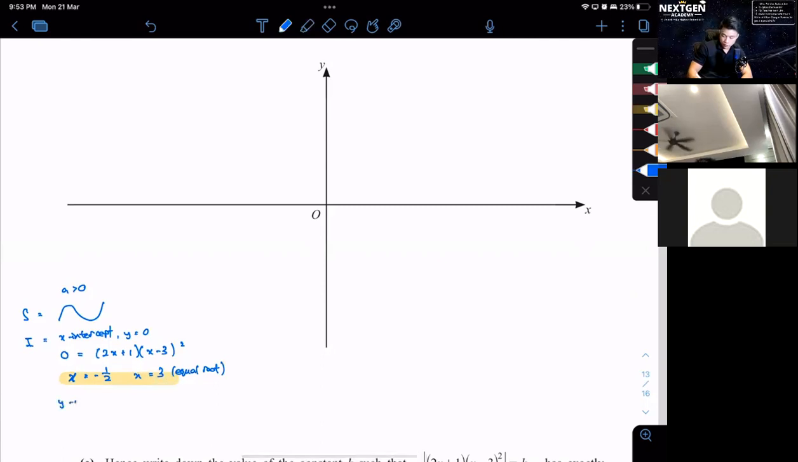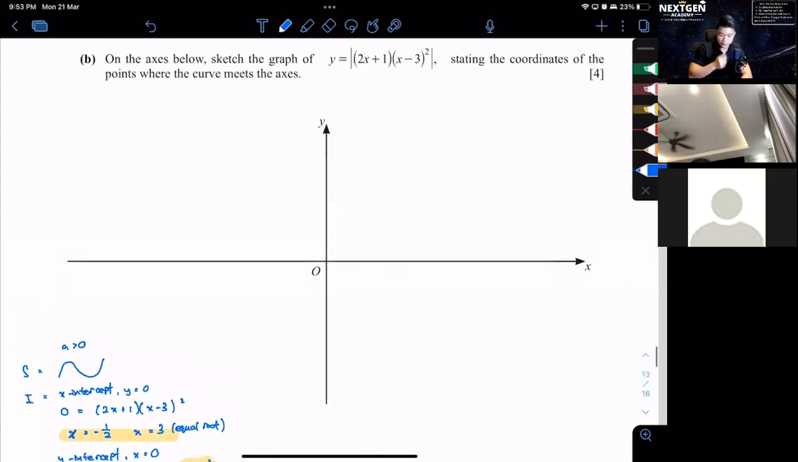Next one, y-intercept. What's my y-intercept here? It's just when my x equals 0. So when x equals 0, you sub into the equation, you get y equals 9. So this will be (0, 9). Normally we don't have to show the maximum or minimum point for a cubic graph because they're not asking. The only thing they're asking is the coordinate points where the curve meets the axis, right? That means my x-intercept and y-intercept.